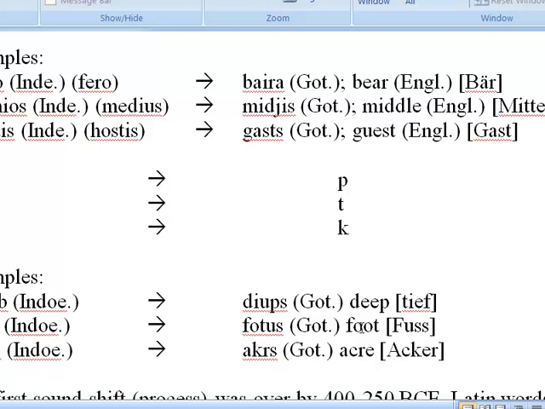The same, in this case, pod becomes, that would be in Latin, I think podes or something, and then in Gothic fotus, because you get the P to F conversion, and then in English that's foot, or in German Fuß. And then the last one, agros to acres, and then acre or Acker in modern German.